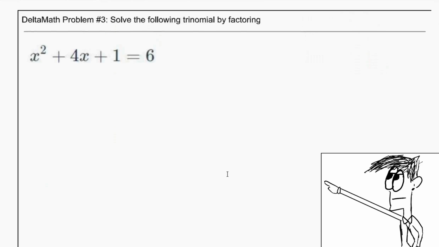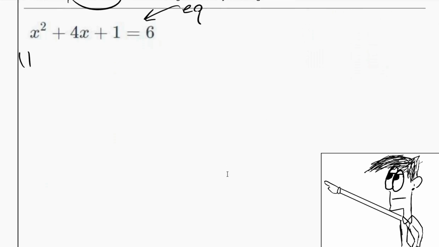Moving on to solving a trinomial by factoring. Notice that this is an equation. This is problem number 3 from Delta Math. This is an equation that we need to solve. It's not going to take many more steps than just factoring it by itself. The very first step to all of these is to set it equal to 0.